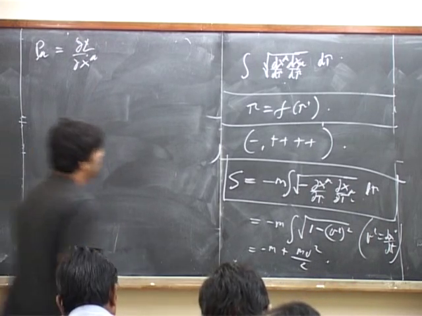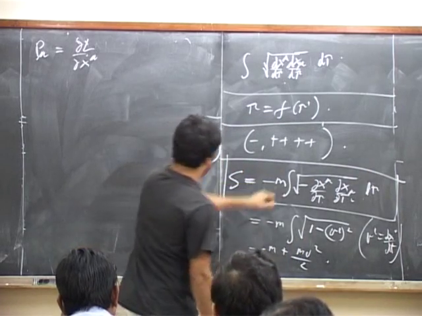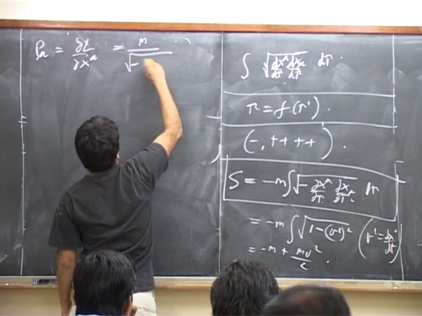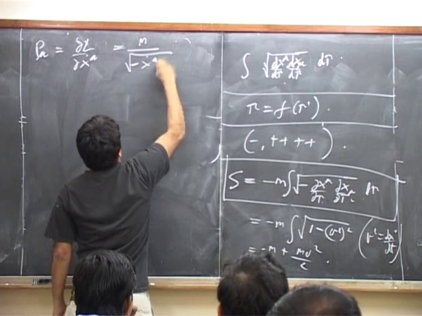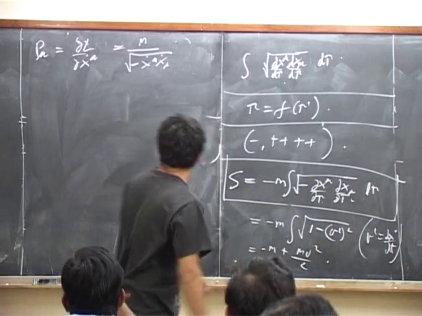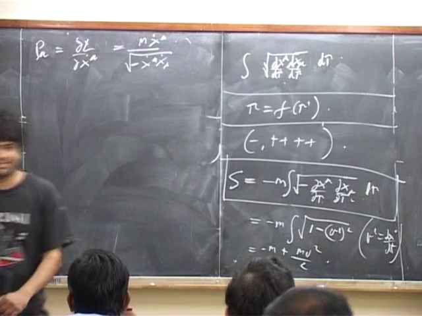So what's that for this Lagrangian? We get m by the square root of minus x dot squared, times x mu dot. Here dot denotes derivative with respect to tau. The two minus signs cancel.